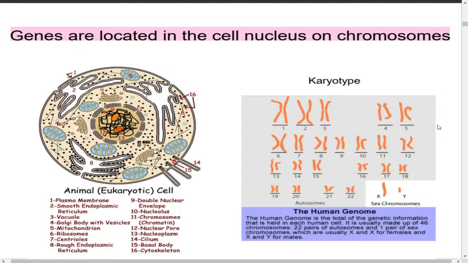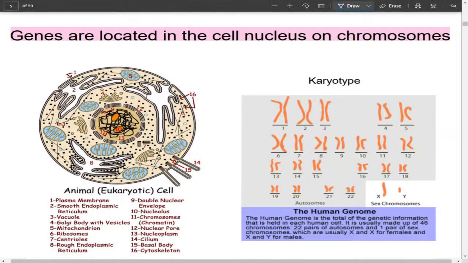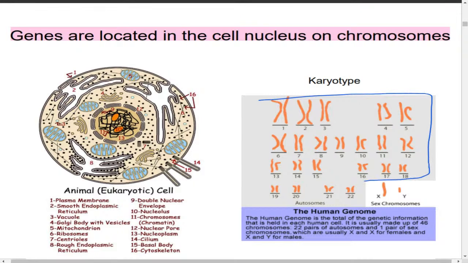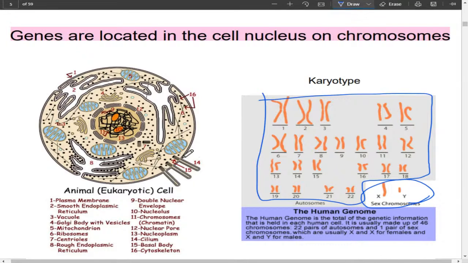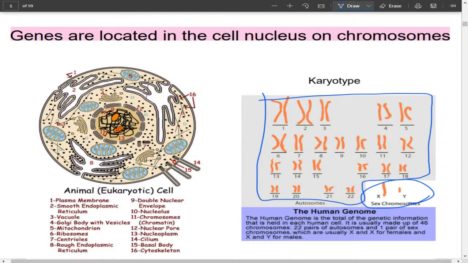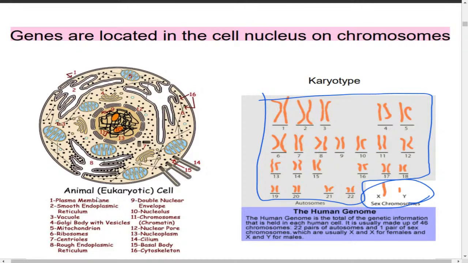These are the autosomal chromosomes. We can locate them here. Autosomal chromosomes, and this is the male sex chromosome. Next, of course, we will have the animal eukaryotic cell.